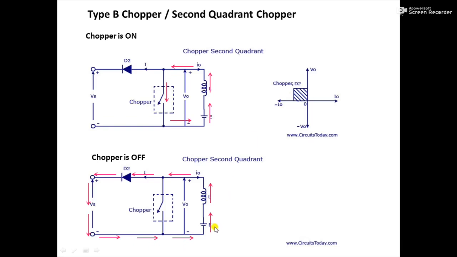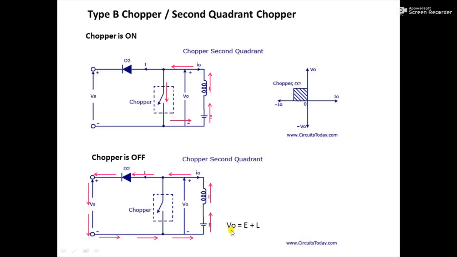Also, because the current is flowing from load to source, it is said to be a step up chopper because your output voltage is higher than the input voltage. So it is also called as a step up chopper, and class A chopper is called as a step down chopper. So here in this case, power is supplied from the load to the source. So this is all about type B chopper.